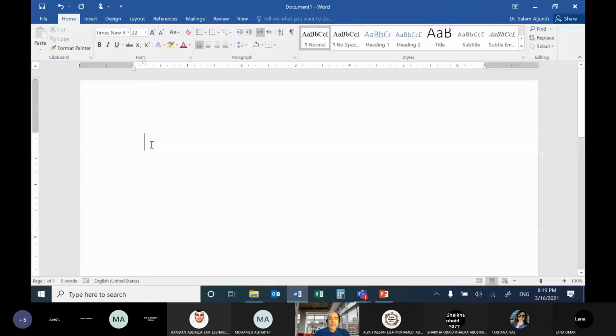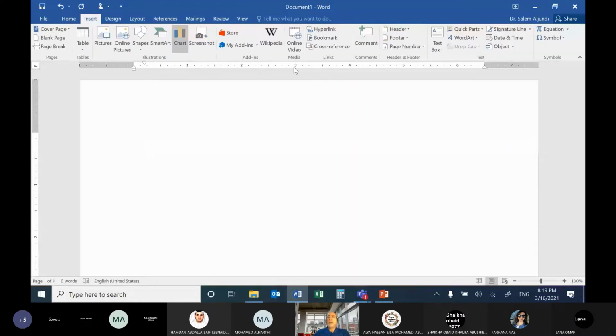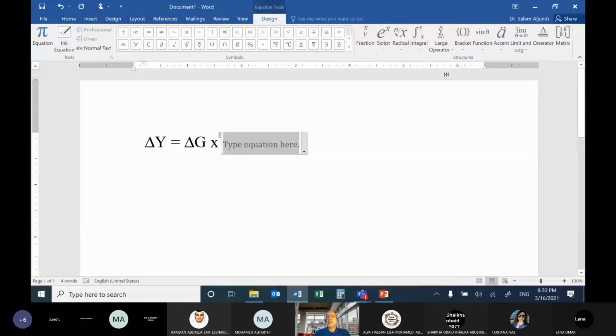So what is delta Y equals delta G times the multiplier. The multiplier, do you remember the multiplier? 1 divided by MPS.